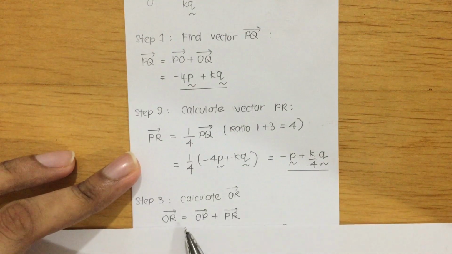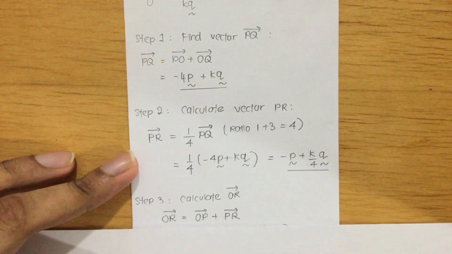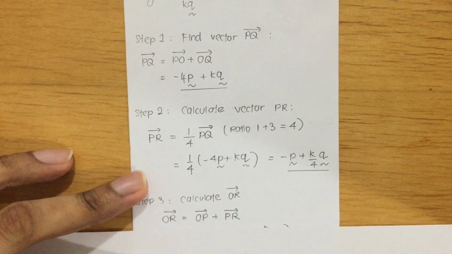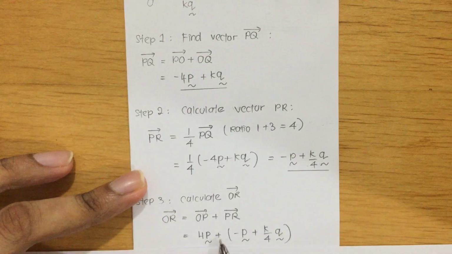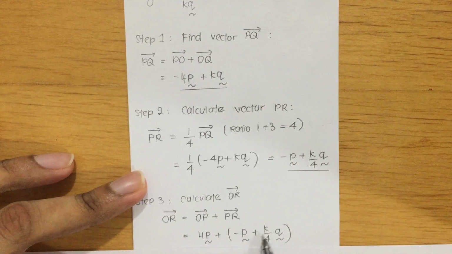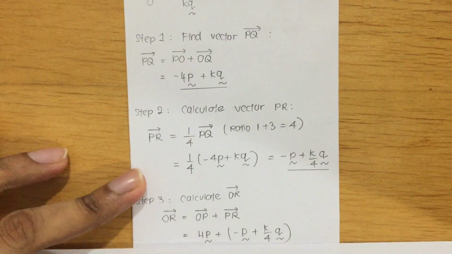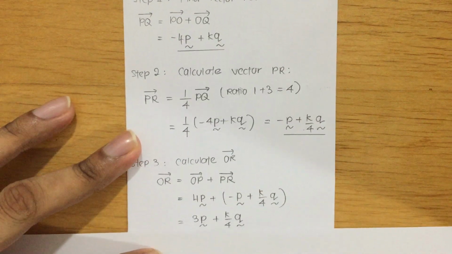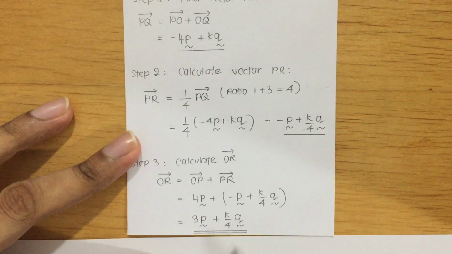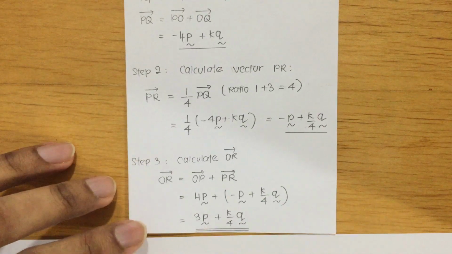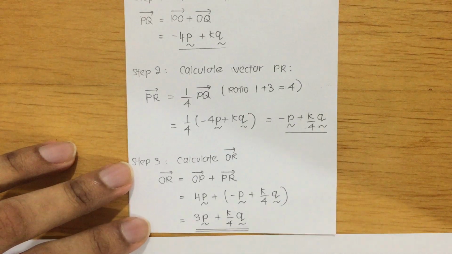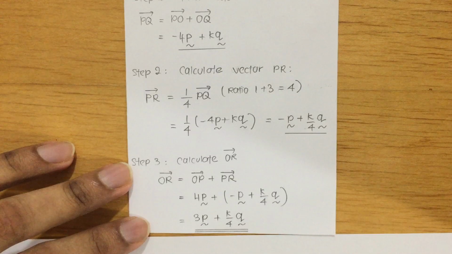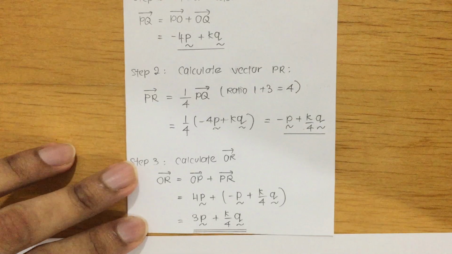Step 3, calculate vector OR. Vector OR is equal to vector OP plus PR. Vector OP is 4P, and then vector PR is added, which is negative P plus K over 4 Q. So you calculate them together, you should get your answer 3P plus K over 4 Q. So this is your answer for vector OR, guys. We have already expressed this in terms of K, P and Q. Alright guys, so I'm going to proceed to question B, where we're going to find the value of K. Alright, so please hold on.